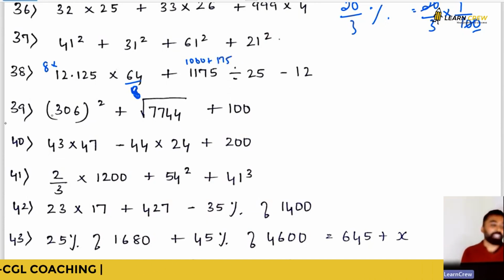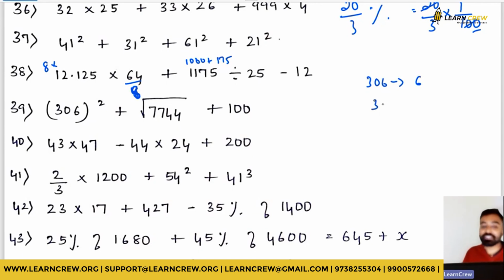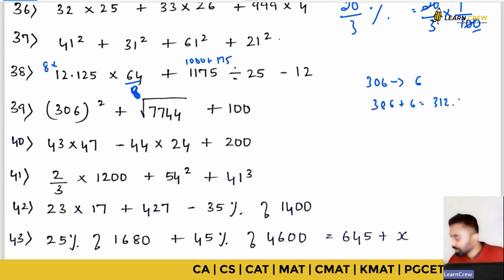Next, what is 306 the whole square? Sir, you only thought till 100. How will you know for bigger numbers? Okay. Let's see how to do it for bigger numbers. Now, how much is it more than 300? 6 more than. So add these things. 306 plus 6 is 312.